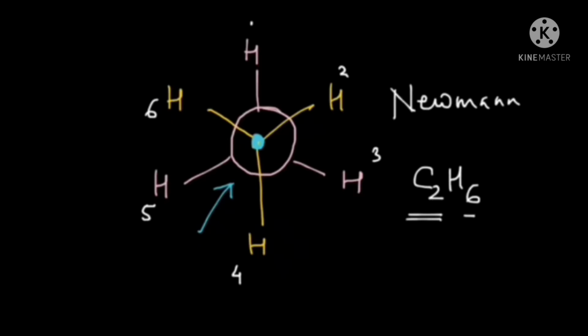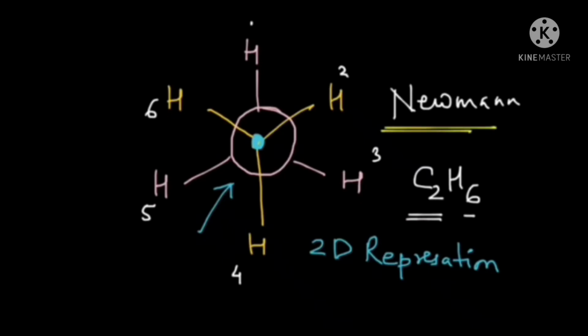Newmann projection is basically nothing more than a 2D representation. You remember that molecules are 3D structures, and we saw how to draw the dash and wedge formula for the molecules in a previous video. But sometimes we need to draw these molecules fast and then visualize the different rotations possible. For that, we take help of the Newmann projection. It helps us to see how the atoms will rotate around a single sigma bond.